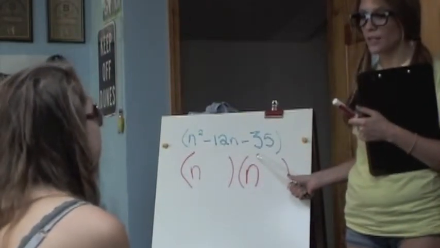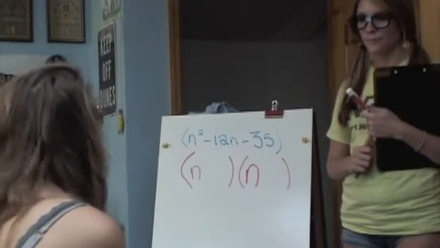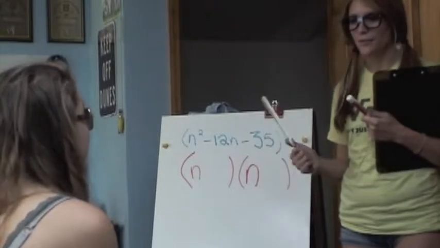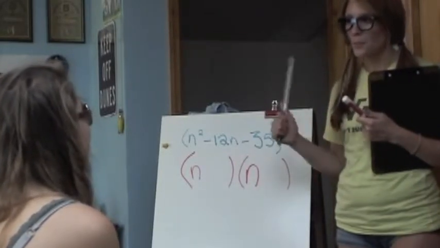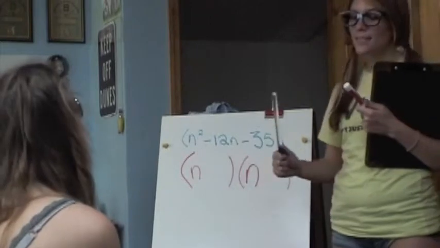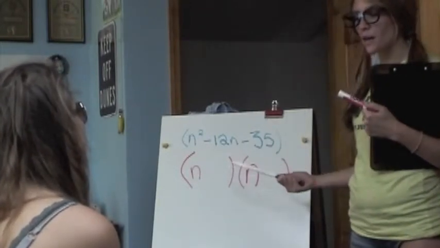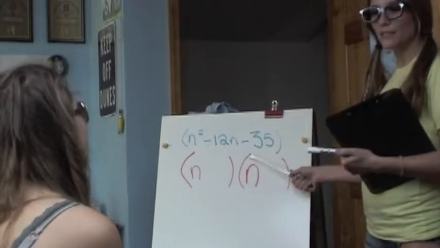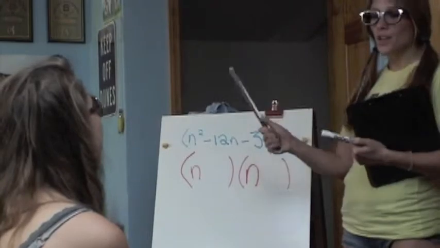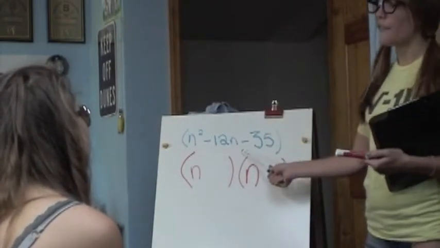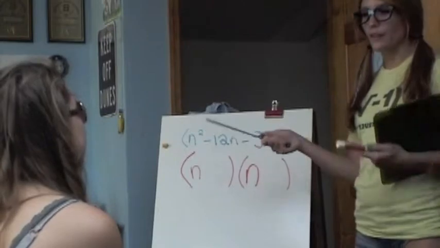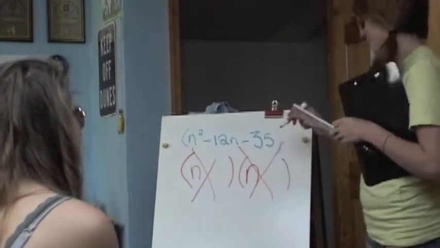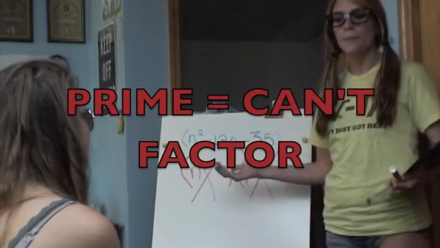But I don't understand, because 5 and 7 multiply to 35 last time I checked. But they don't add to negative 12. But they add to 12. But a negative 7 plus a negative 5 may equal a negative 12. But when you multiply them, it would give you a positive 35. Oh. So, okay, if this was a positive 35, you would be correct. However, since it is not, this cannot be factored. This would be known as a prime number.